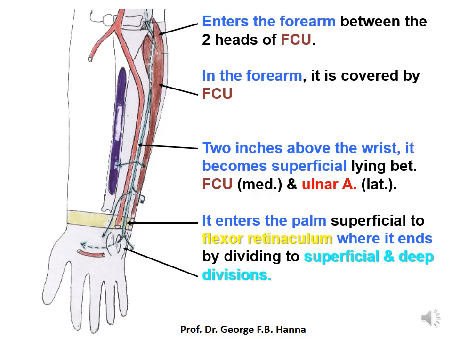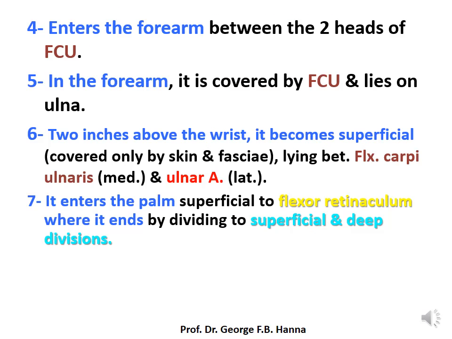Now we're done with the forearm. How does it enter the palm? The ulnar nerve passes superficial to the flexor retinaculum, together with the ulnar artery, which is on its lateral aspect. They both pass superficial to the flexor retinaculum. In the palm, it divides into two terminal branches, superficial and deep. And this is the summary of what I just explained.